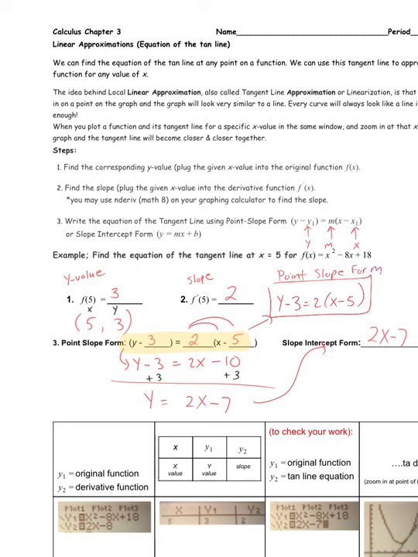And you can also write your equation in slope-intercept form, and that's what we did right here. Y is equal to 2x minus 7. Now, how do you check your work?